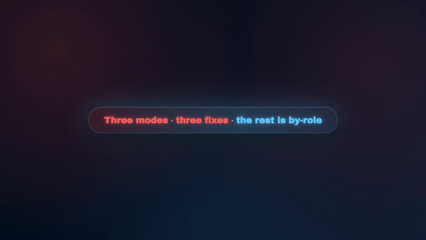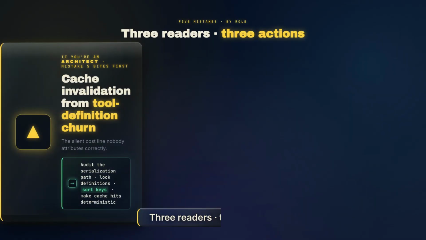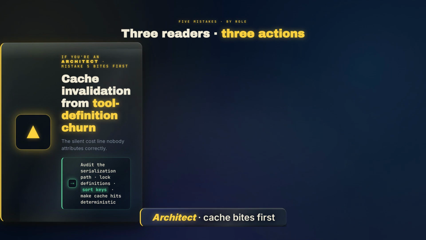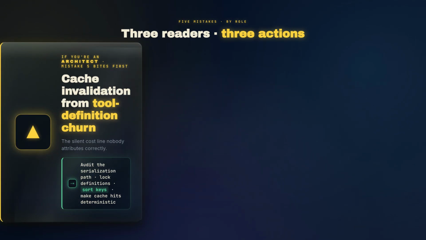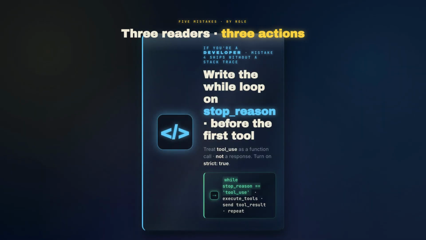What this means for you depends on which seat you're in. If you're an architect, mistake 5 will bite first. Cache invalidation from tool definition churn is the silent cost line item nobody attributes correctly. The bill goes up, the conversation logic didn't change, nobody can explain it. Audit the tool serialization path before you audit anything else. Lock the definitions. Sort the keys. Make cache hits deterministic.